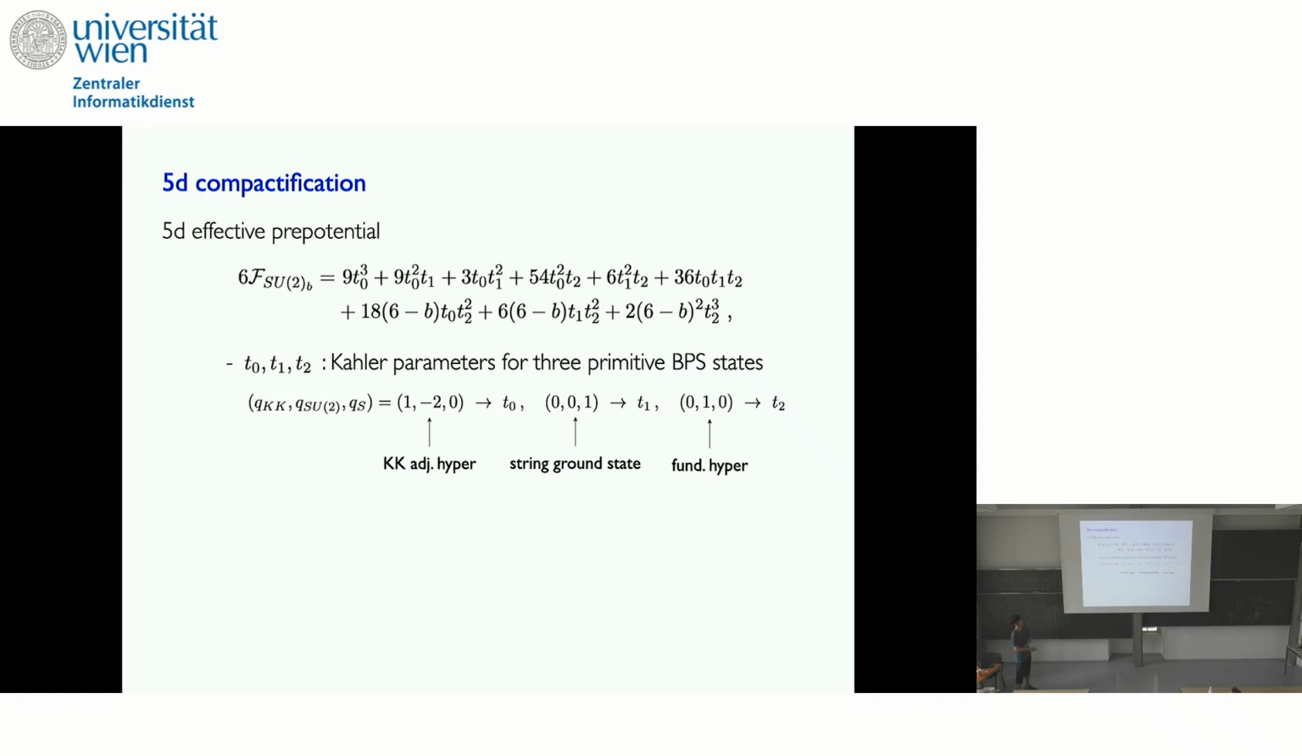And we have 3 Kahler generators corresponding to the adjoint hypermultiplet carrying the unit KK charge. Another one is the ground state of a single string. And the remaining one is the fundamental hypermultiplet without carrying any KK charge. Actually, the whole perturbative and simple string charge lattice is generated by these 3 charges of the primitive BPS states.